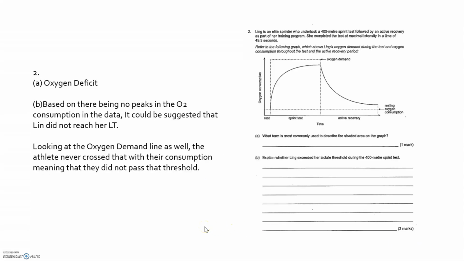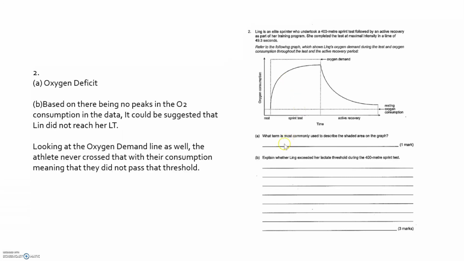All right, so we're looking here at an oxygen graph. Sprint test, active recovery, so the time elapsing along that axis, and oxygen consumption getting more throughout that axis. She undertook a 400-meter sprint test followed by an active recovery. She completed the test at maximum intensity in a time of 49.3 seconds.